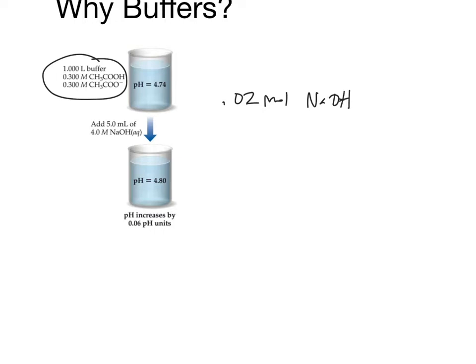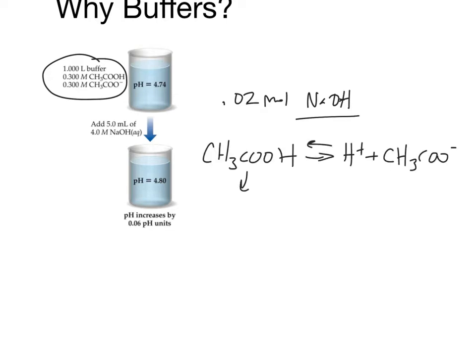Now in order to do this problem, it's a little bit more complicated than the last one. You can't just take the negative log concentration, because we've got to figure out that the base is going to react with one of the two chemical species inside the buffer. A base will react with the acid. So what I want to do first is actually write out the chemical reaction of the buffered system.